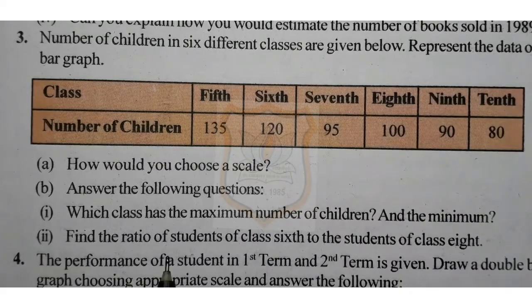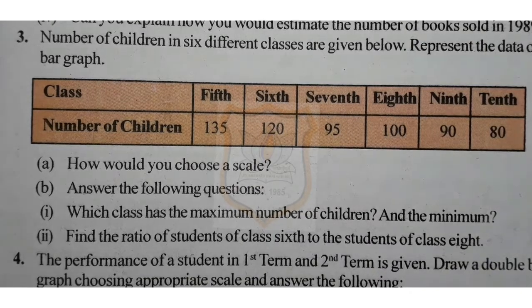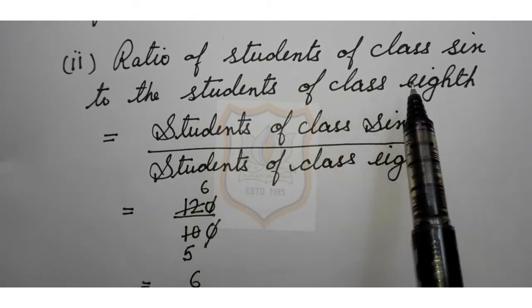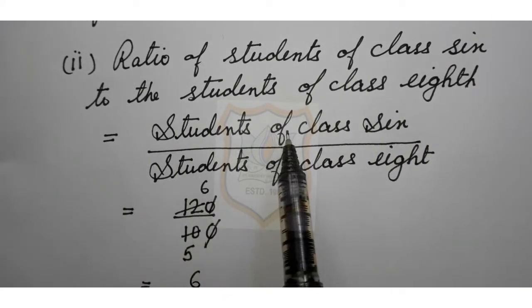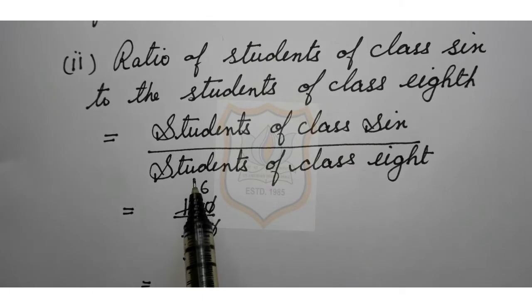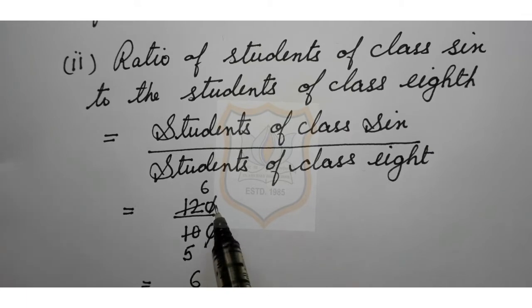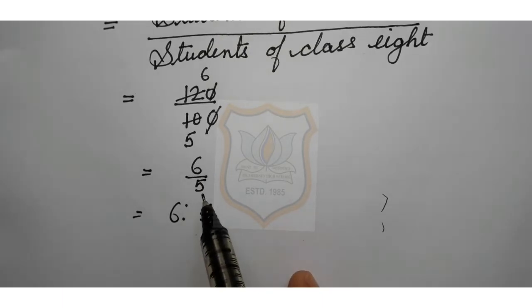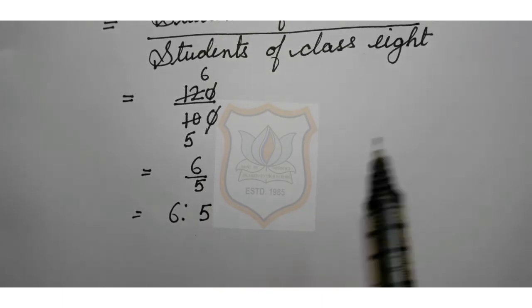Second part is, find the ratio of students of class 6th to the students of class 8th. So, the ratio of students of class 6 to the students of class 8, that is equal to students of class 6th upon students of class 8th. Number of students of class 6, that is equal to 120, and number of students of class 8, that is 100. So 120 upon 100. 0, 0 cancel, and 2 5s are 10 and 2 6s are 12. Now 6 upon 5. So ratio is 6:5.